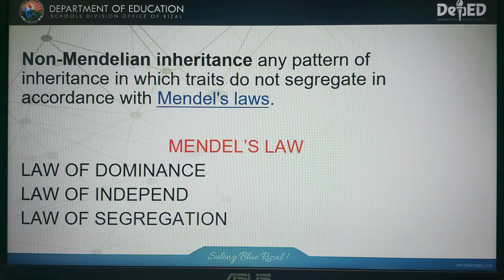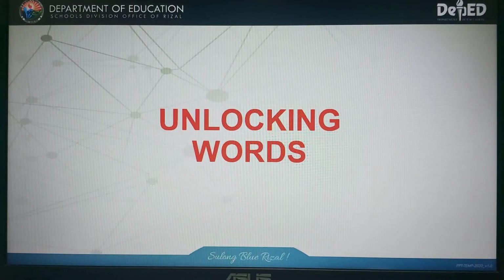The first one is law of dominance. The second one is law of independence, and the third one is law of segregation. Next, let's proceed to unlocking words. There are different terminologies that we will encounter when we go through our lesson. So let's define them one by one in order for us to make our lesson easier.